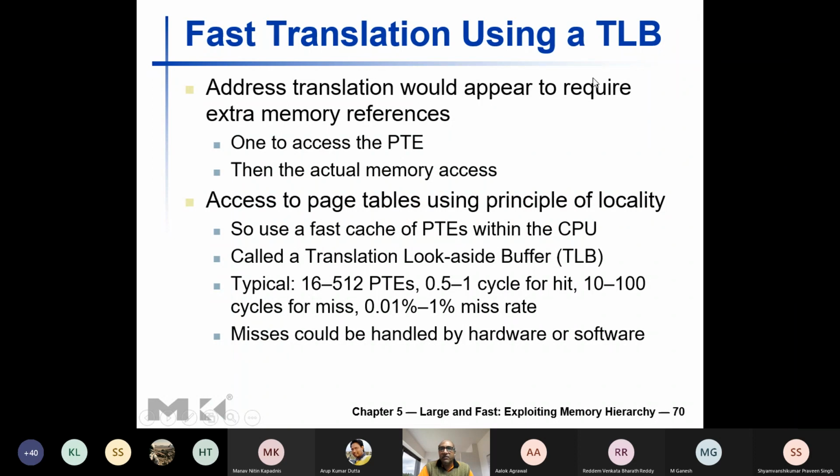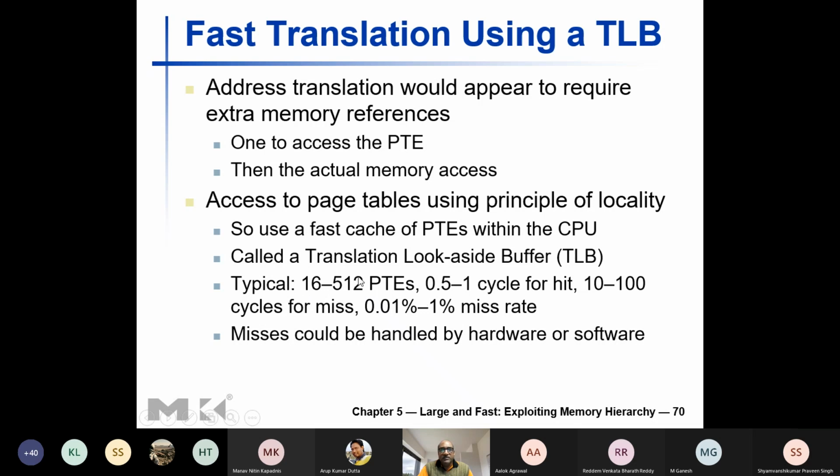We'll see how it is used. With that we can limit it: instead of two accesses, only one access is sufficient in this case. The specifications of this translation lookaside buffer are something like this. The translation lookaside buffer maintains entries in the range of 16 to 512 entries.